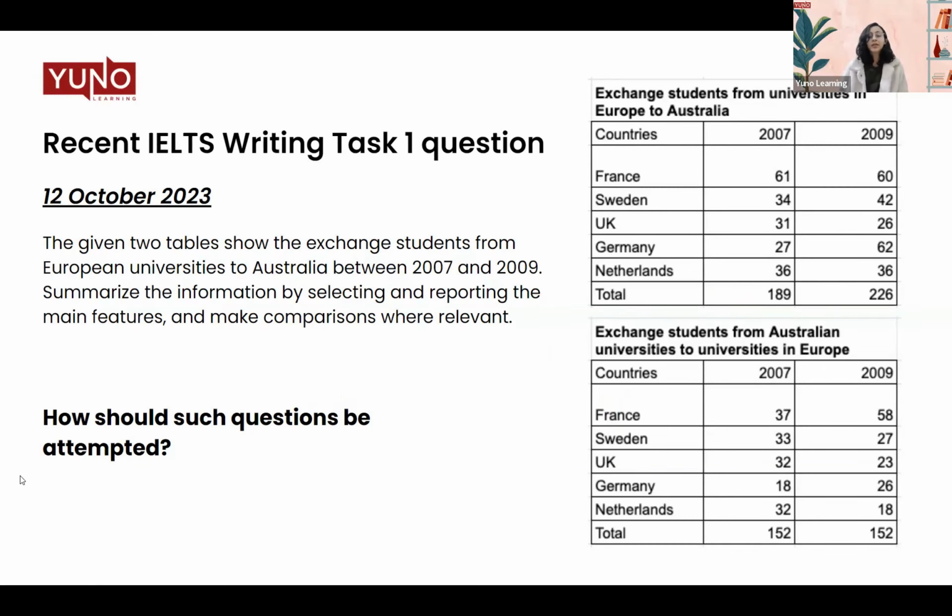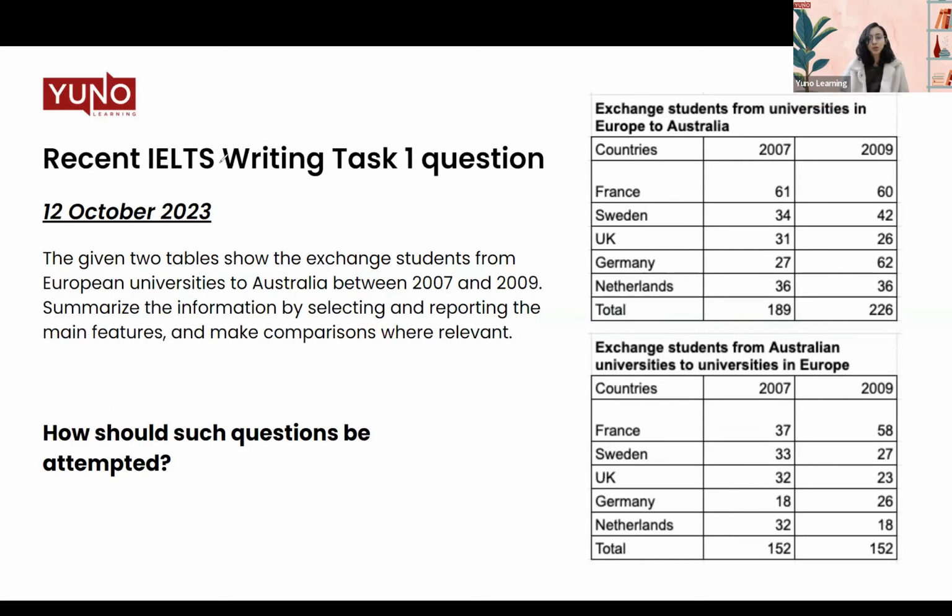So this question that I'm going to discuss today was recently asked, and it was asked on 12th of October this year, 2023. So let's quickly read the question. The question says, the given two tables show the exchange students from European universities to Australia between 2007 and 2009. Summarize the information by selecting and reporting the main features and making comparisons where relevant.